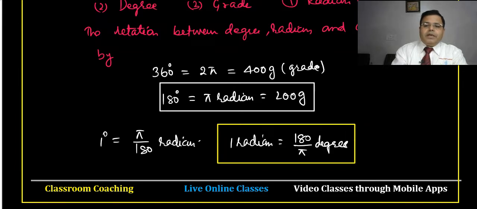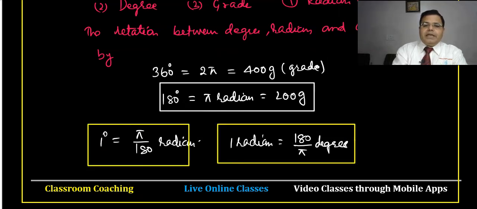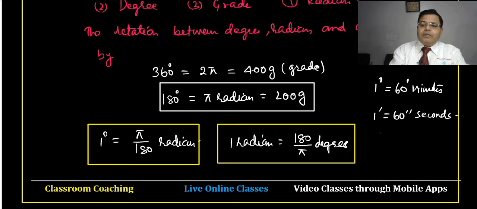Thereafter, some more information is required for micro observation. The degree, and also radian and grade, are divided further. So remember, 1 degree is equal to 60 minutes, and the symbol is like this. And 1 minute is equal to 60 seconds. It is not minute of time, it is minute of degree.